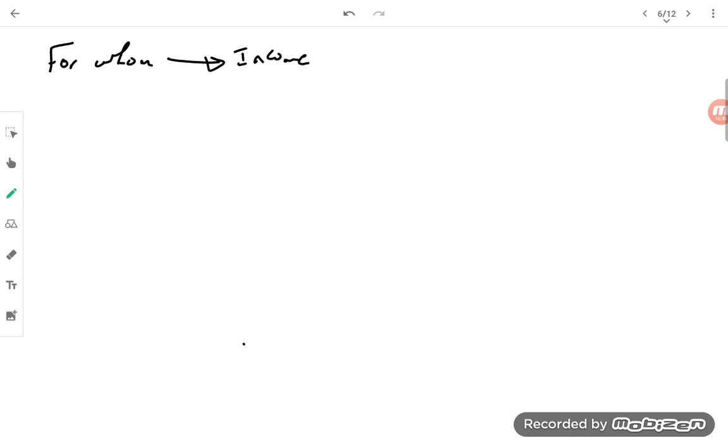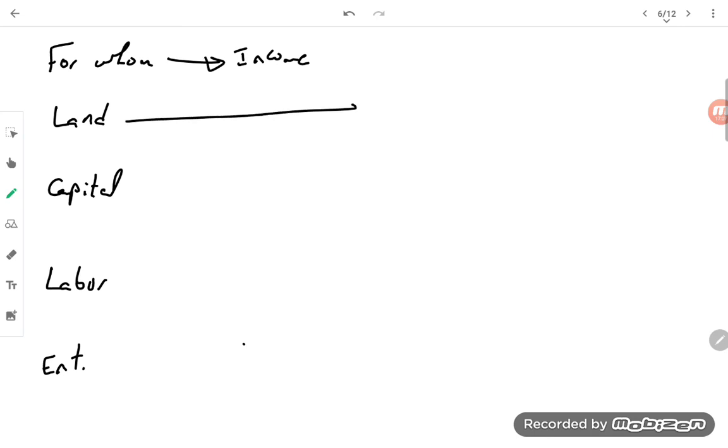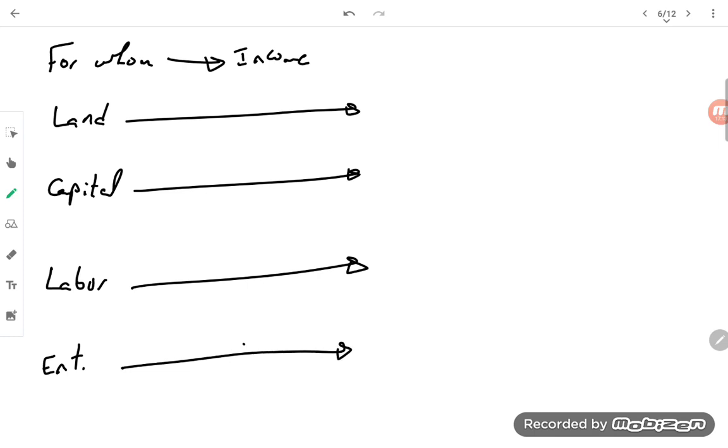So if we are going to assume that the economy consists of the owners of the 4 factors of production, the total population is divided into landowner, capital owner, labor, and entrepreneurship. So what is the money received by each one of them? What is the name of the money received by each one of them?